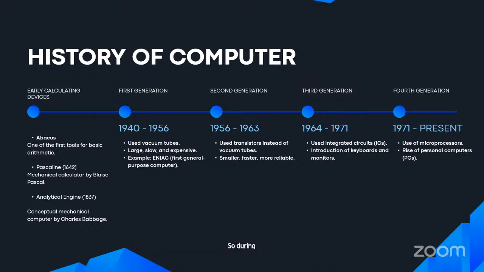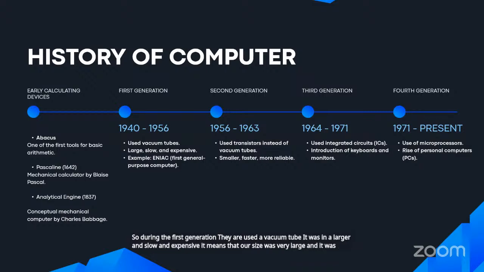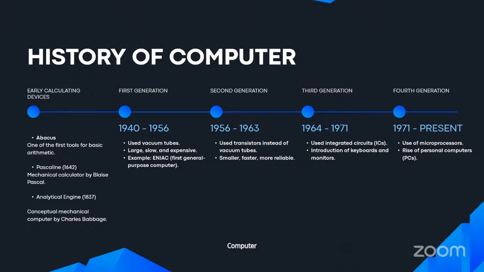During the first generation, they used the vacuum tube. It was large, slow and expensive. The size was very large, and it was very expensive to generate the output of that first generation computer. After that, they used the transistor instead of the vacuum tube. The transistor was very efficient compared to the vacuum tube. It is a much smaller thing, kind of like a chip, and it performs faster and better than the vacuum tube. That was the second generation. After that, they evolved to another circuit, the IC, and used IC chips. That was the third generation.